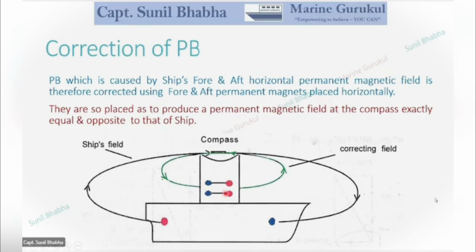So when you place these magnets in the binnacle, they generate a correcting field. Right now the laser pointer is on the correcting field, and you can see that the direction of the correcting field is opposite to the direction of the deviating field. So when you place these corrector magnets in the binnacle in the fore and aft direction with their poles opposite to the poles of the ship, forward of the ship had a blue pole, forward of this corrector has a red pole. With the poles opposite to the poles of the ship, they generate an opposite field, thus correcting the deviation caused because of permanent B.